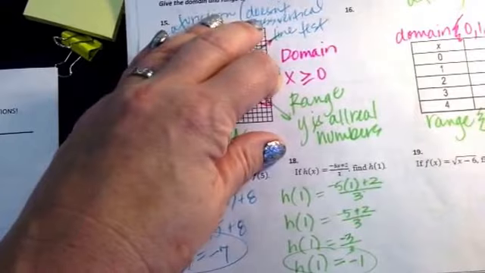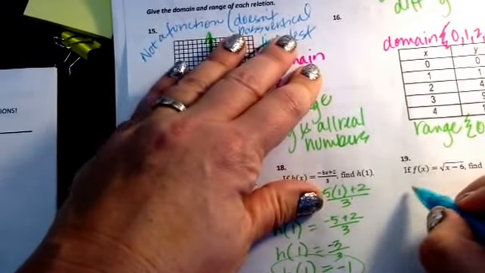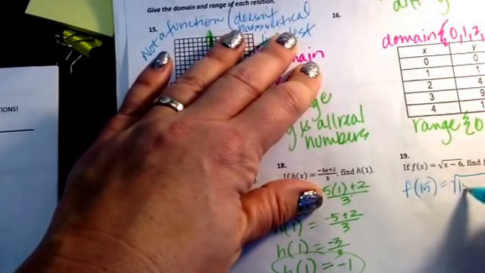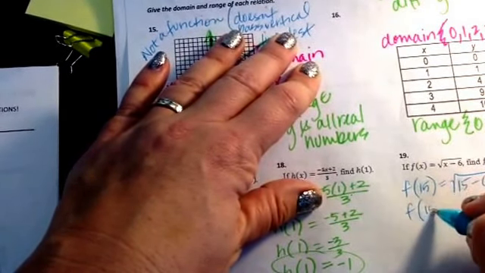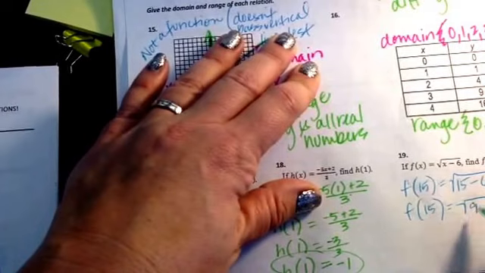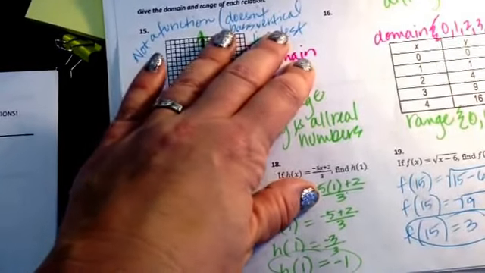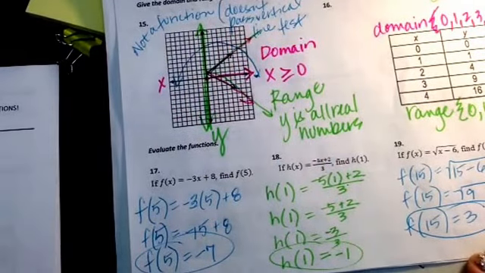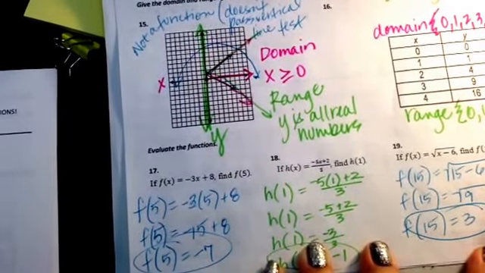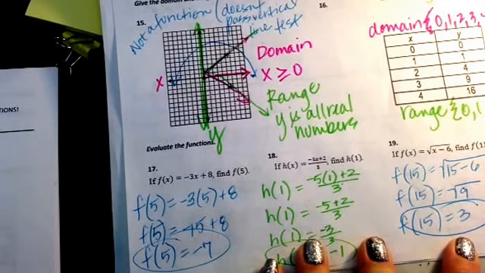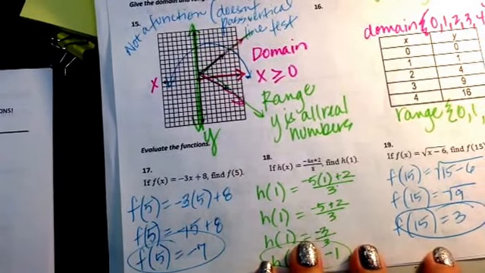I'm going to move over to number 19. F of 15 is equal to radical 15 minus 6. 15 minus 6 under the radical is 9. F of 15 is simply 3. Sure. Taylor's asking, can I finish and do this? Fantastic. That's what function notation lends itself to, being able to pull out the point.